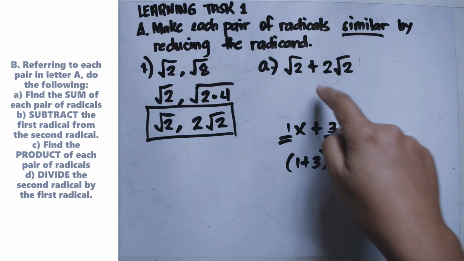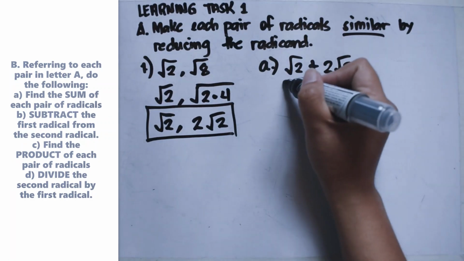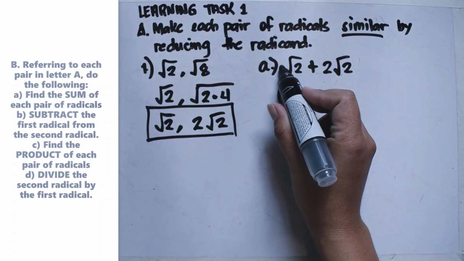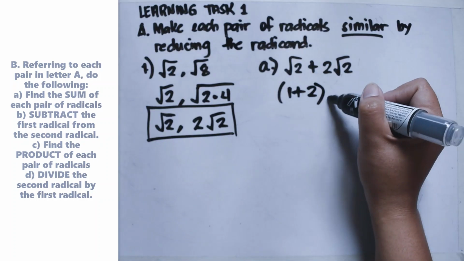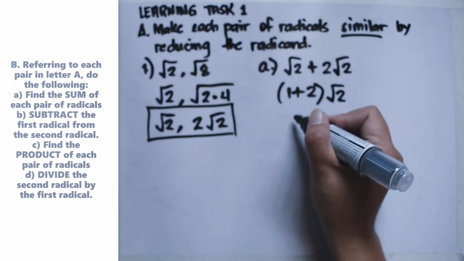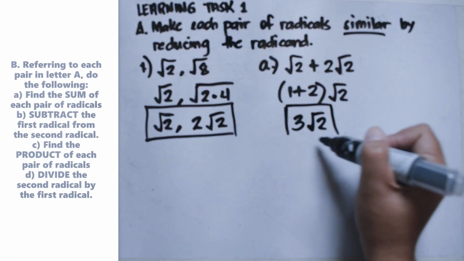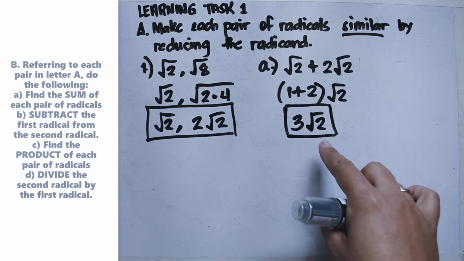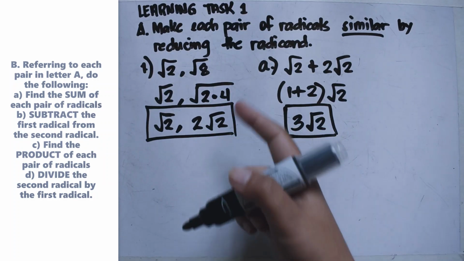We apply the same thing when it comes to radicals. Just add the numerical coefficients. So, we have the invisible 1 here plus the 2 here, and then just copy the same radical which is square root of 2. That's how simple it is. So 1 plus 2 we have 3, and then copy square root of 2. Therefore, this is our final answer, since we have nothing to reduce inside the radicand. So, that is already the answer to letter A.